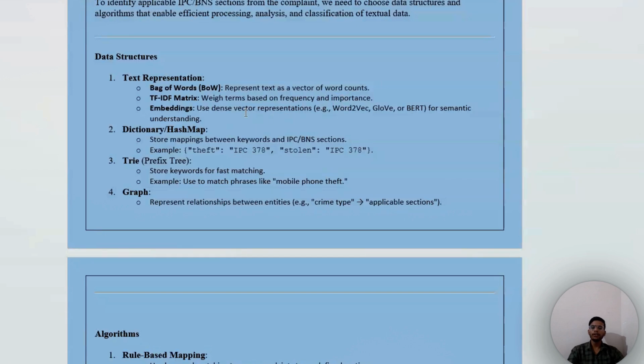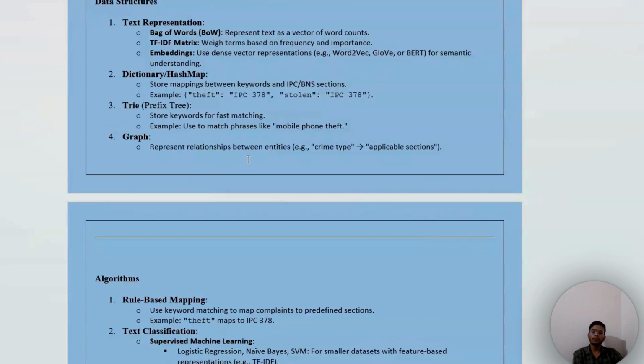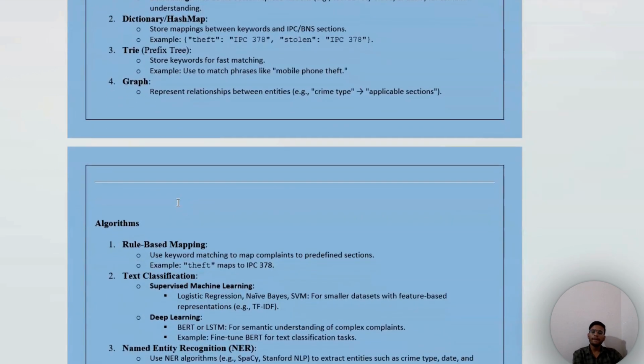Now, next, we have embedding. In embedding, use dense vector representation, for example GloVe or BERT for semantic understanding. Now, next, we have dictionary and HashMap: store mapping between keywords and IPC and BNS sections. Example, theft, IPC; stolen, IPC 378. Now tree, prefix tree: store keywords for fast matching, used to match phrases like mobile phone theft. Now next we have graph: represent relationships between entities, example crime type and applicable section.